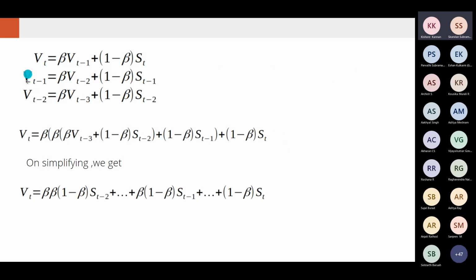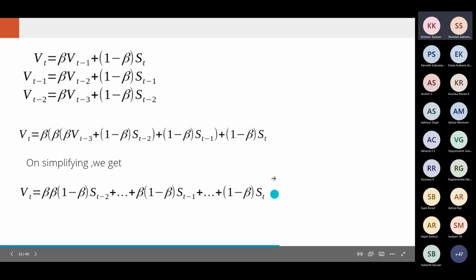So I have written this expression for t minus 1 also. For t minus 1, the formula will be V of t minus 1 equals beta times V of t minus 2 plus 1 minus beta times S of t minus 1. And same for t minus 2 also. So there'll be V of t minus 2 equals beta times V of t minus 3 plus 1 minus beta times S of t minus 2. And we substitute recursively. In place of V of t minus 2, substitute this one. In place of V of t minus 1, substitute this expression. And on simplifying, we finally get this expression.